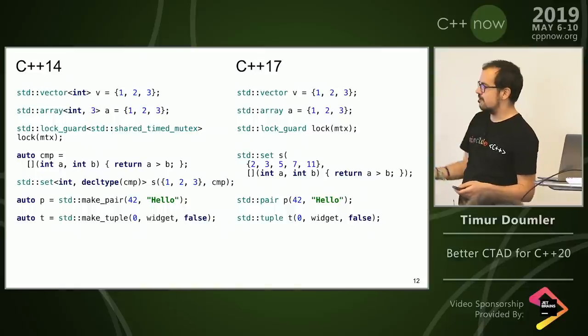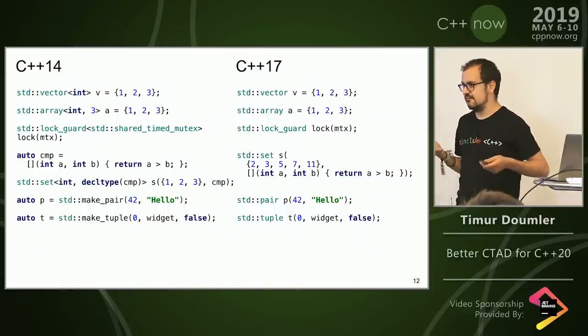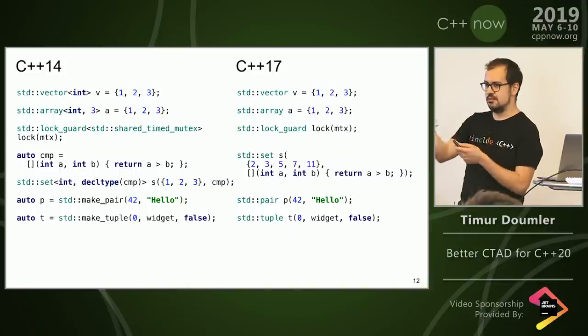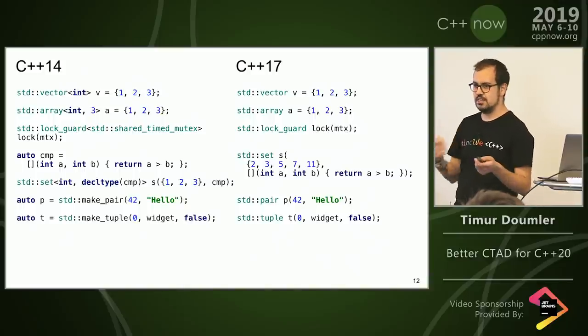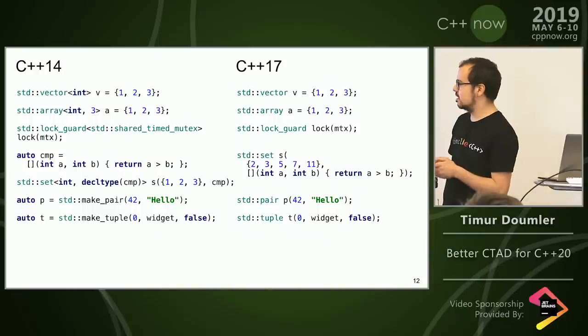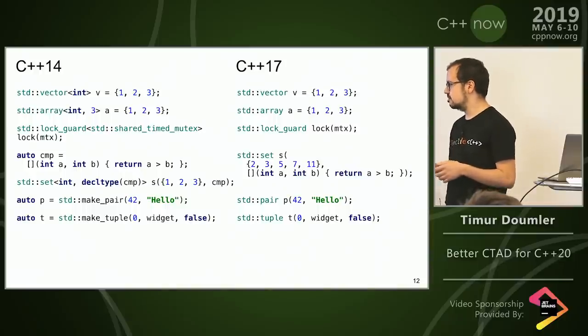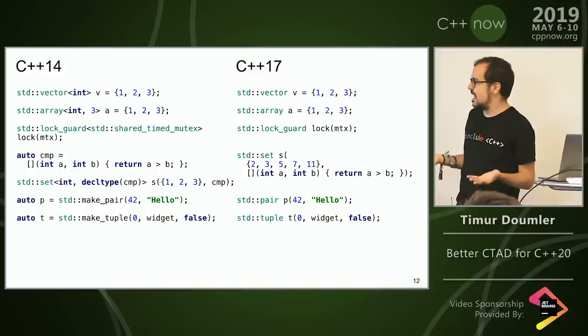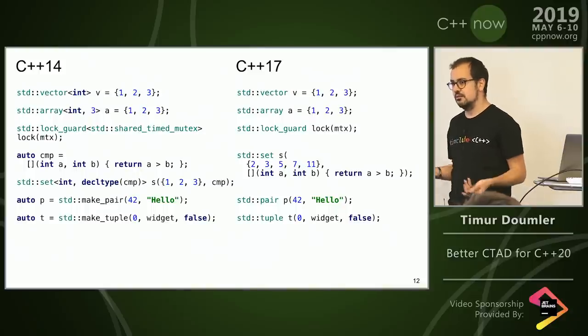And I think this make function thing is really a hack in a way. You use function template argument deduction, but you don't really need a function except to deduce the arguments. I mean, there are a few use cases where the make functions are still useful, but I see them as a hack and I'm happy that we don't have to do that anymore.